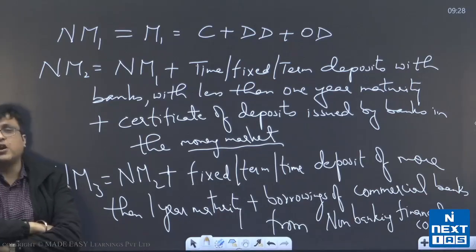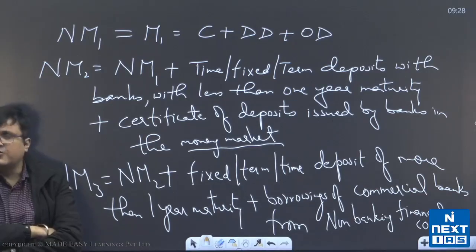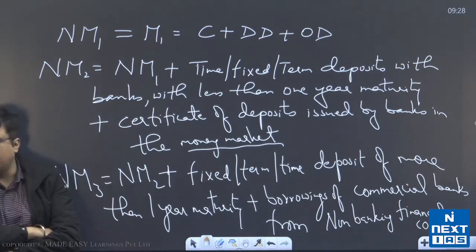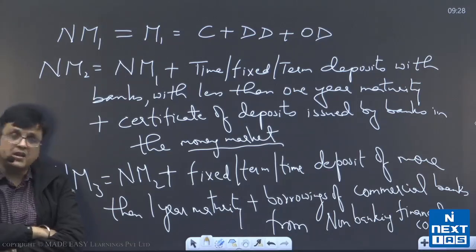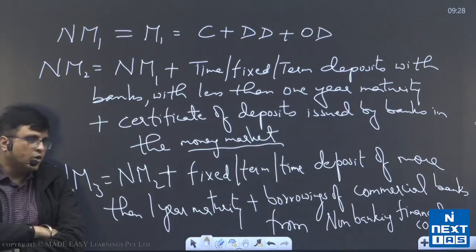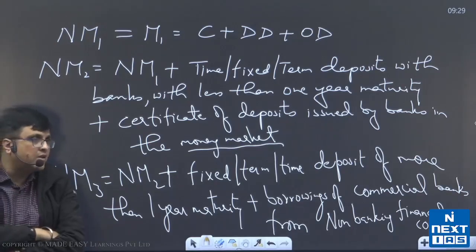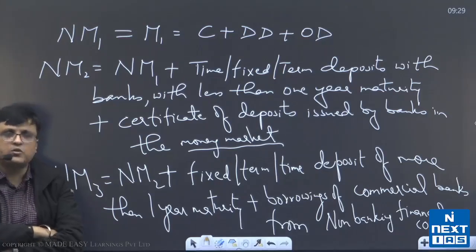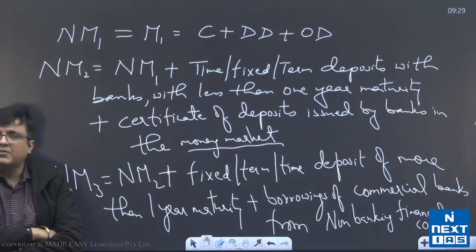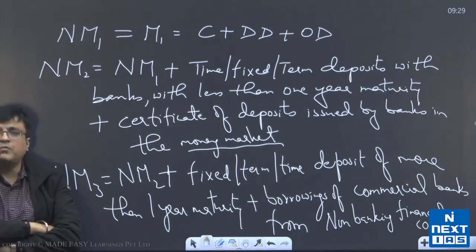So all those borrowings that a bank does from non-banking financial companies will count under NM3. Why? Because this becomes another source of money for the bank. So all the ways in which money can circulate in the banking system is what we count under NM1, NM2 and NM3. I believe we are clear on that? Okay. Now in your book I have given you, yes.